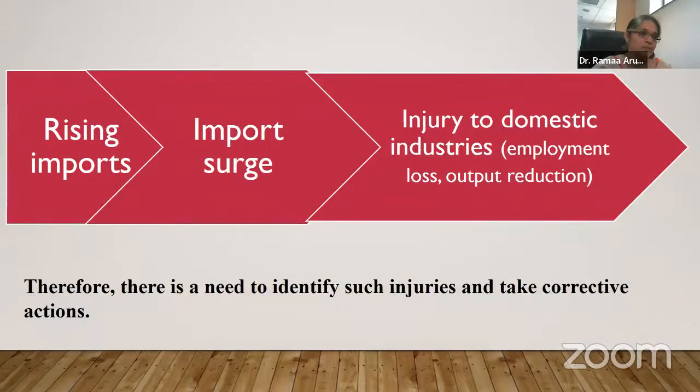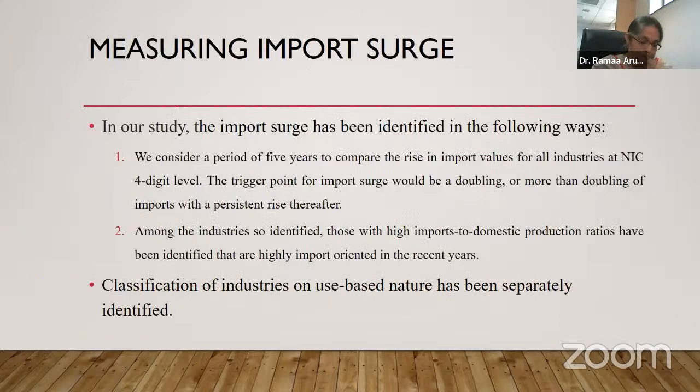This is just a pictorial thing that I wanted to clarify: rising imports are not a problem, but when they transform into an import surge and cause an injury to the domestic industries in terms of employment loss, output reduction, effects on productivity, capacity utilization, etc., there is a need to identify these kinds of injuries and take corrective actions. In terms of measurement, there is no defined way of identifying or measuring this kind of surge.